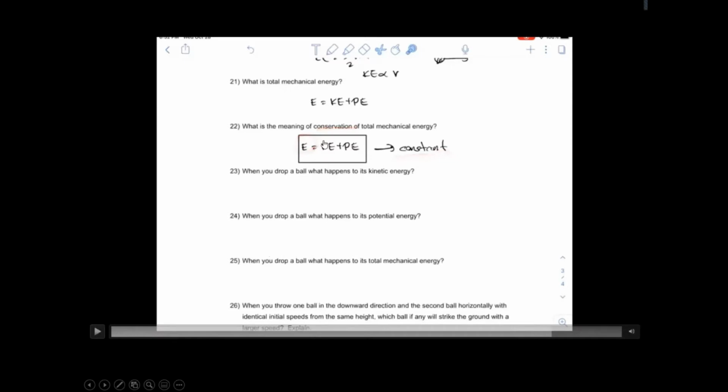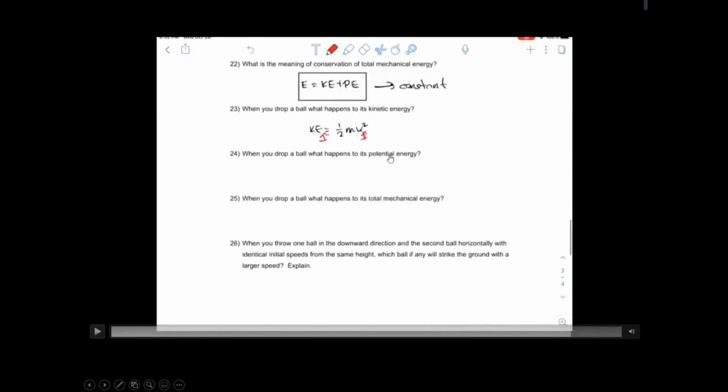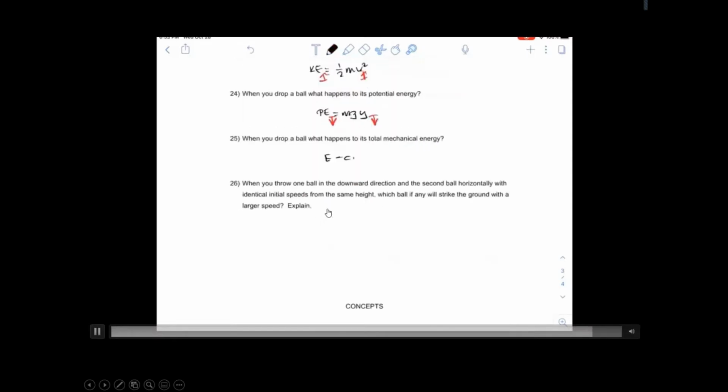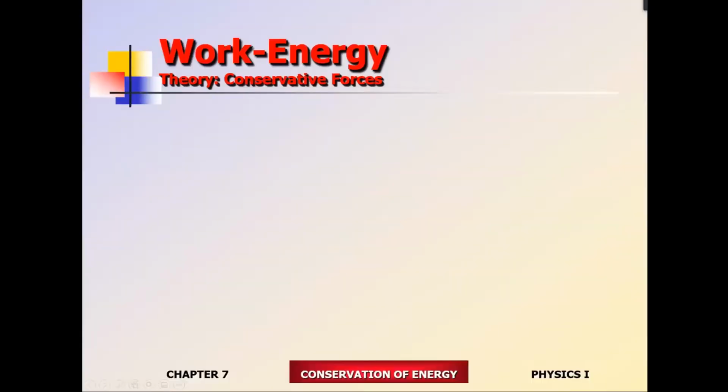When you drop a ball, its kinetic energy is going to go up because it's speeding up. Its potential energy goes down because its height is decreasing. And its mechanical energy will remain constant because gravity happens to be a conservative force. And that's pretty much it for that one.